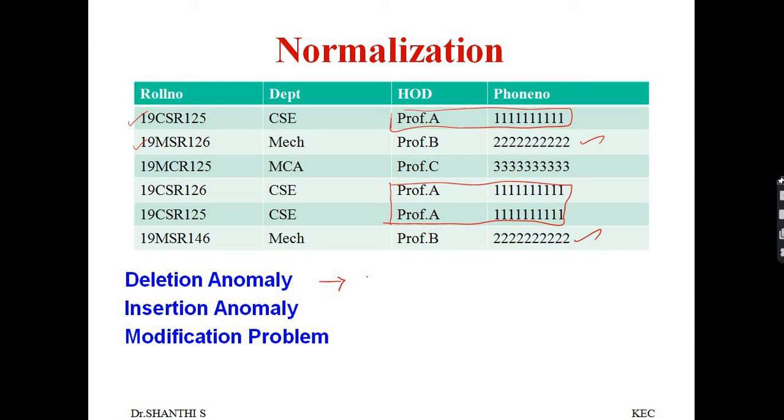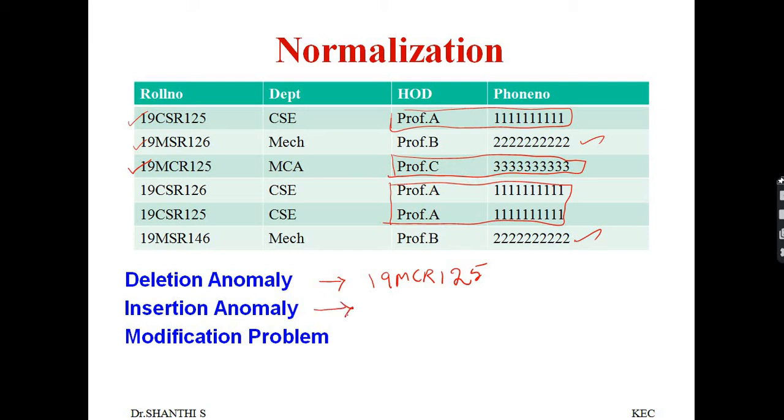For example, I want to delete the student 19 MCR 125. If I delete this record, the information about the head of the department of MCA also gets deleted. So we will lose the information about the MCA department, that is called deletion anomaly.